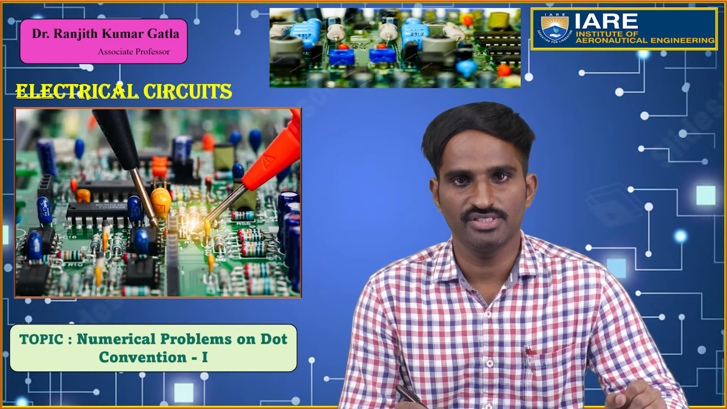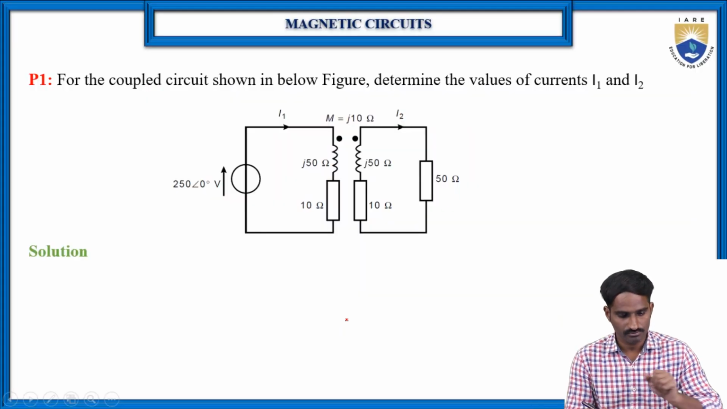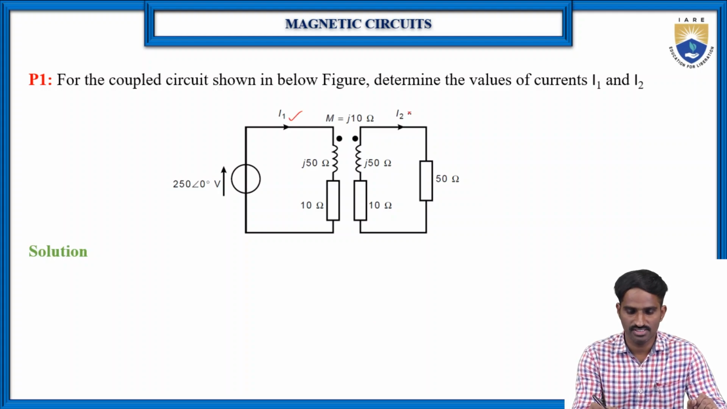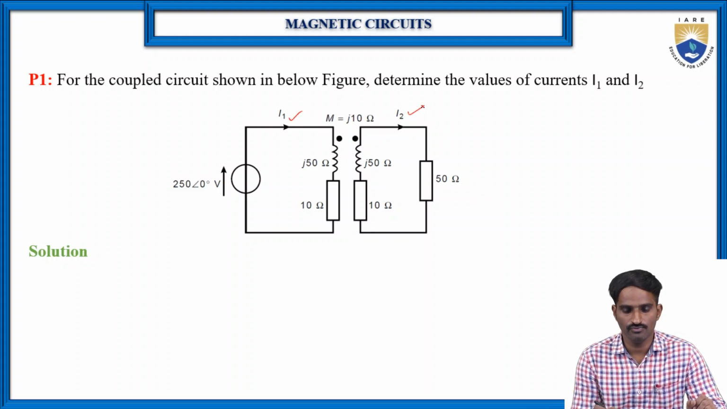In today's class, based on those concepts, we are going to solve some numerical problems. These are very important. First, let us go with problem 1. Let me read the problem first. For the coupled circuit shown in the figure below, determine the values of the currents I1 and I2. Here I1 is the current flowing through the primary winding, and I2 is the current flowing through the secondary winding. So we need to find the primary and secondary winding currents.